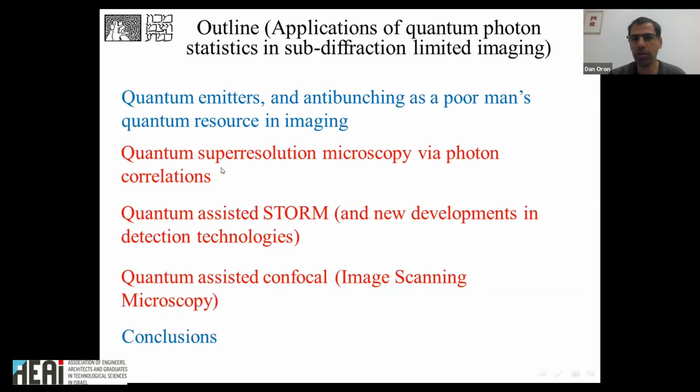I'll talk about quantum super-resolution microscopy via photon correlations. And then I'll talk about our more recent work on quantum-assisted confocal imaging, where I can show you biological images which are enhanced from quantum principles.